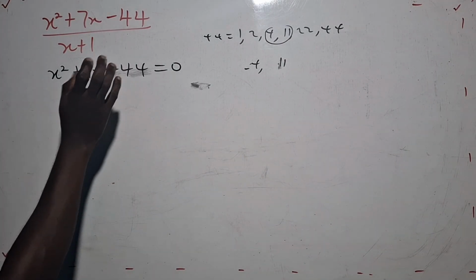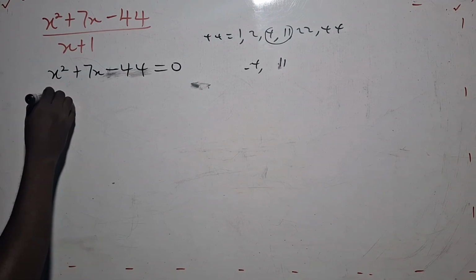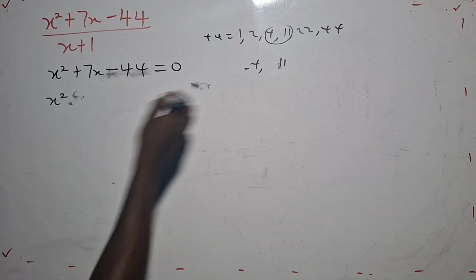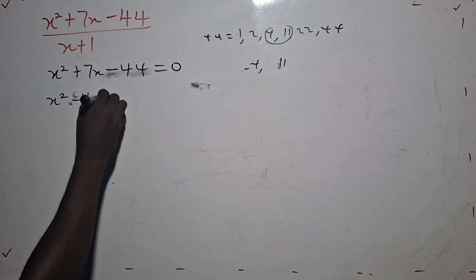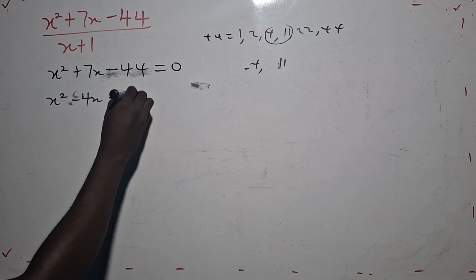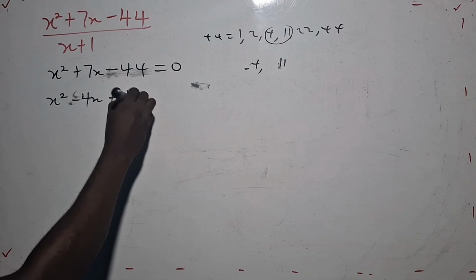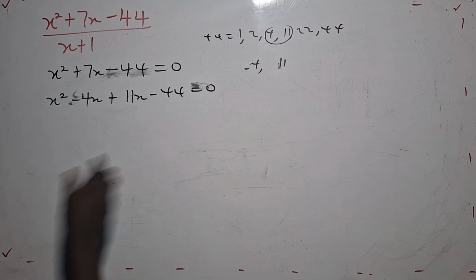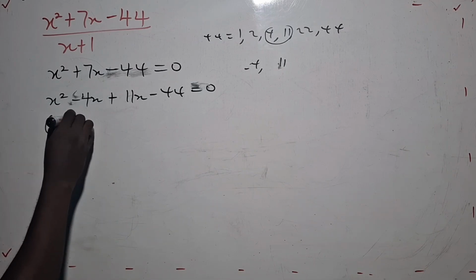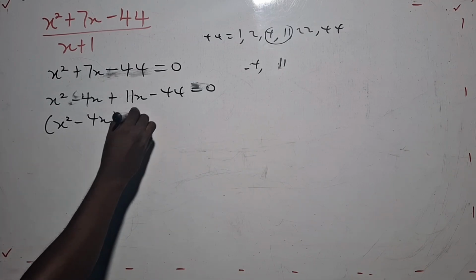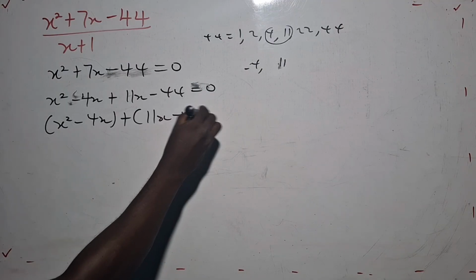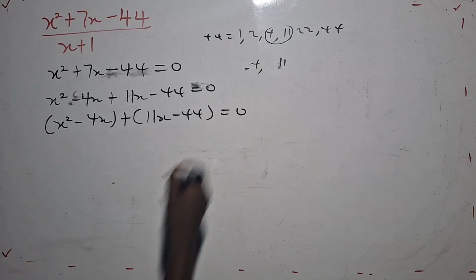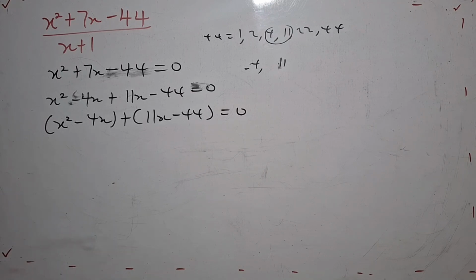So we replace the middle term. We have x squared minus 4x plus 11x minus 44, all equal to 0. Whichever order we use, we get the same thing. Now I've gotten 4 terms, so I have to group them. I can leave the 0; when I finish, then I'll find values for each.